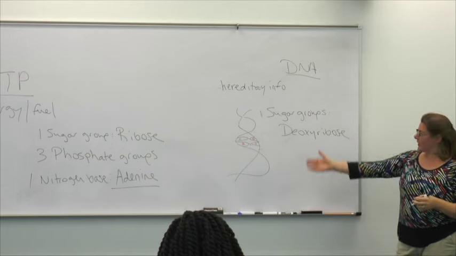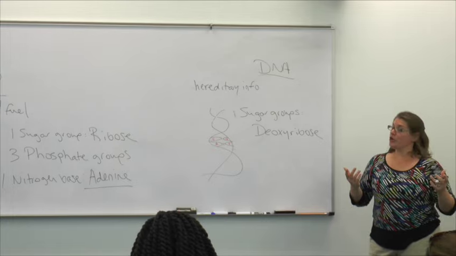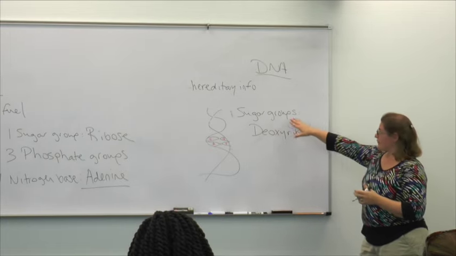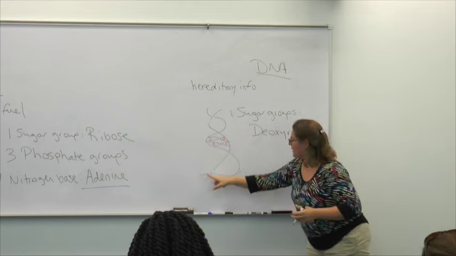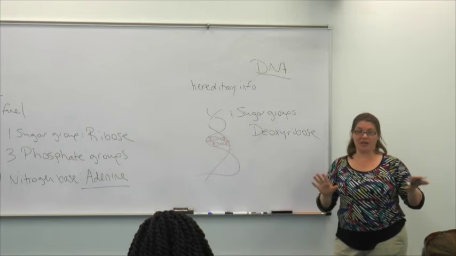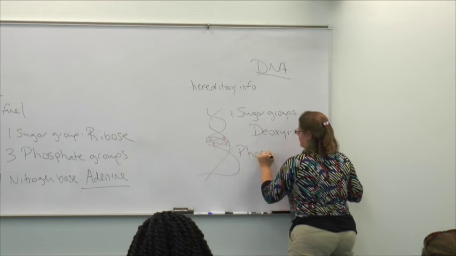What else have you got? Do you have phosphate groups? Yes. Do you have a certain number of phosphate groups? You have sugar groups and phosphate groups that constantly repeat along the sugar phosphate backbone of both strands. You've got a lot of phosphate groups. So you can just say phosphate groups.